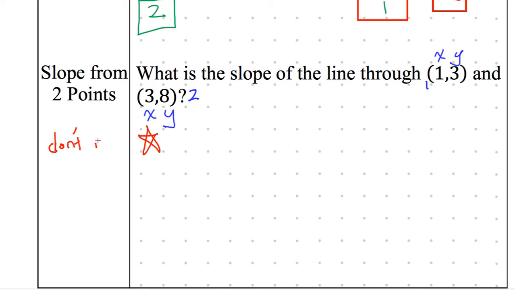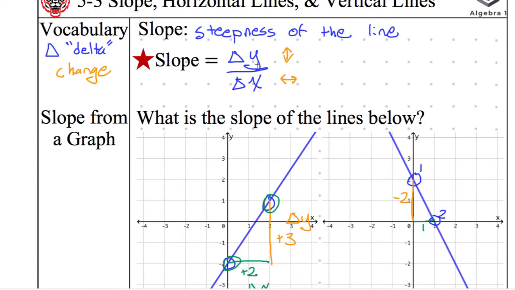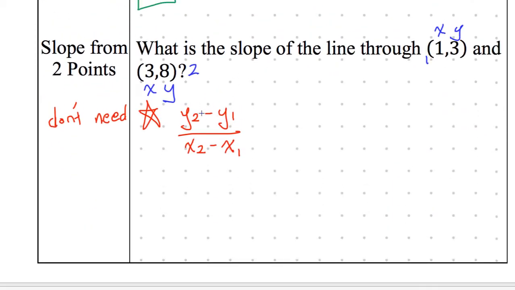Don't need it. But if you want it because you really like formulas, here it is. It's going to be y2 minus y1 all over x2 minus x1. You don't need that formula, but it comes from this definition of delta y over delta x. You just choose 0.2 and subtract 0.1. So my y, so I'm going to do 8 minus 3. So this is equal to 8 minus 3.